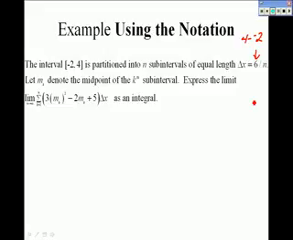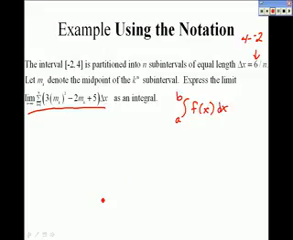Let m sub k denote the midpoint of the kth subinterval. Express the limit as an integral. Wow, there's a lot going on. Well, this problem is a little less complicated than it maybe sounds. I know that all that notation and the m sub k notation looks kind of crazy. But really all they're asking us to do is take this notation right here and rewrite it in such a way that it says this from the slide before.